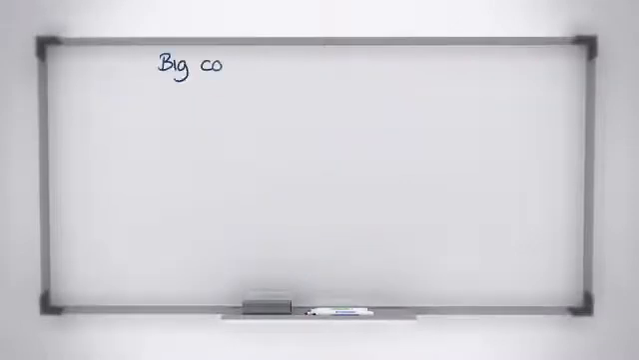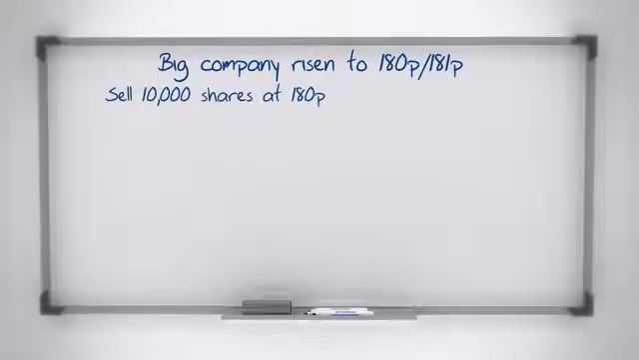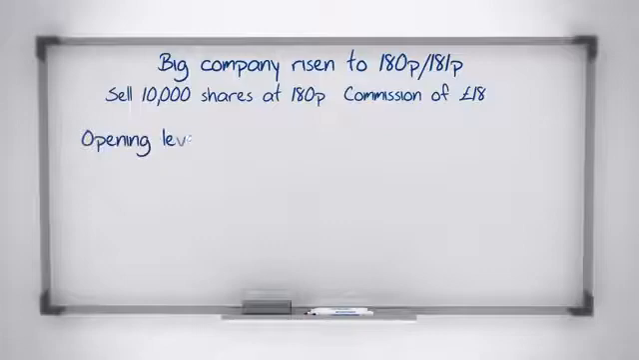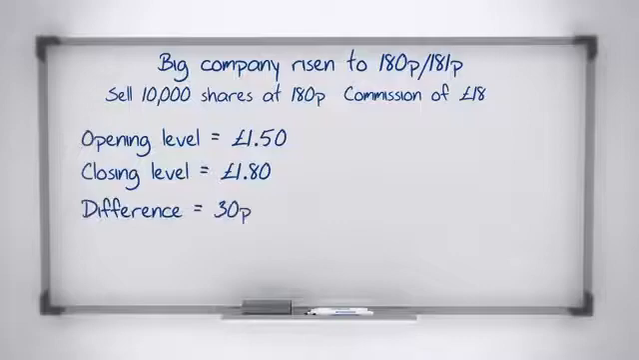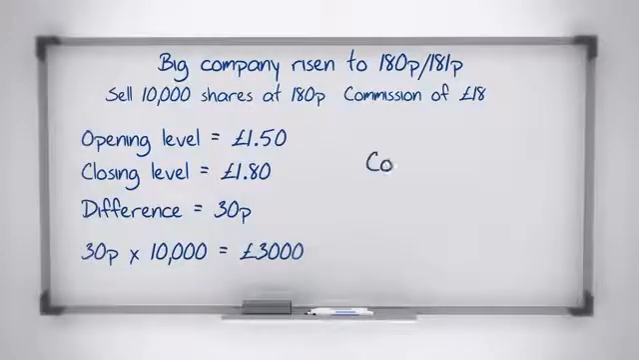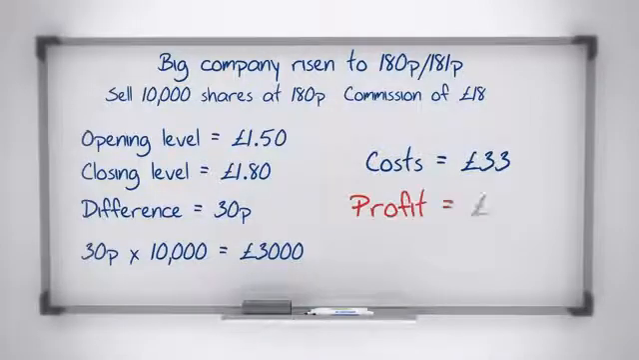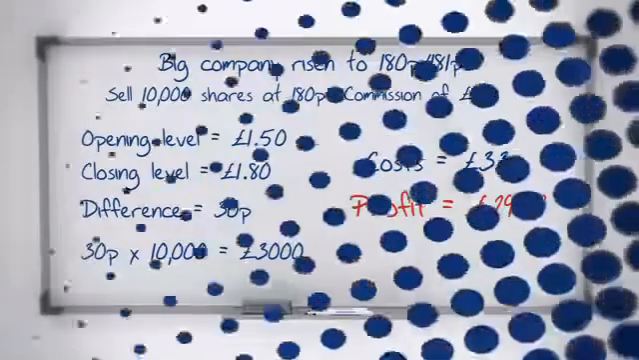It's near the end of the day and big company shares have risen to 180, 181p, and you decide to take your profit. You sell 10,000 shares at the sell price, 180, and pay a commission, in this example, of £18. So your profit is calculated as follows. The opening level of the trade was 150. The trade was closed at 180, giving us a difference of 30p. 30p times 10,000 CFDs bought is a profit of £3,000. Cost of £33 was the commission, so our overall profit on the trade after costs is £2,967.